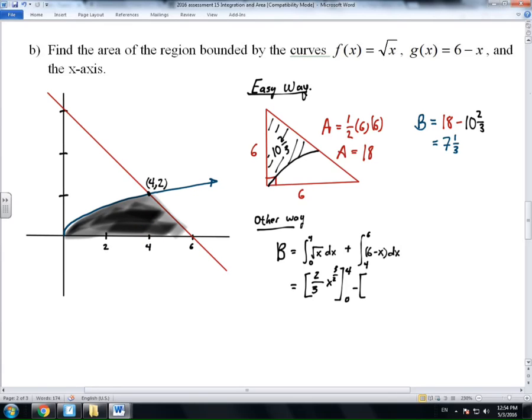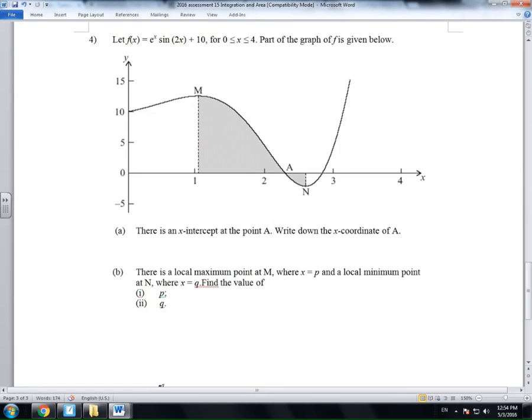And when I do so, take the antiderivatives, evaluate at each of the endpoints. No surprise, it turns out to be 7 1/3. So you can do this the easy way or the hard way, depending on how aware you are of what the question is asking and what information you already know.